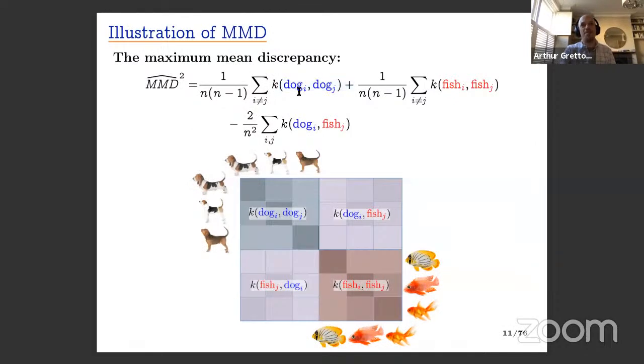So how should I interpret this expression? I'm asking, is it the case that on average, the similarity between objects from the same distribution, dog to dog and fish to fish, is equal to the similarity between objects across distributions, so the similarity between dog and fish? If on average dog to dog and fish to fish similarity are equal to dog to fish similarity, then it's likely that P and Q are from the same distribution. And if I see infinitely many dogs and fish, then that should approach 0 if the dog and fish distributions are the same. However, in this case, obviously dogs are much more similar to other dogs than they are to fish. So I'm going to get a big number here, and I'm going to conclude that the distributions are different.